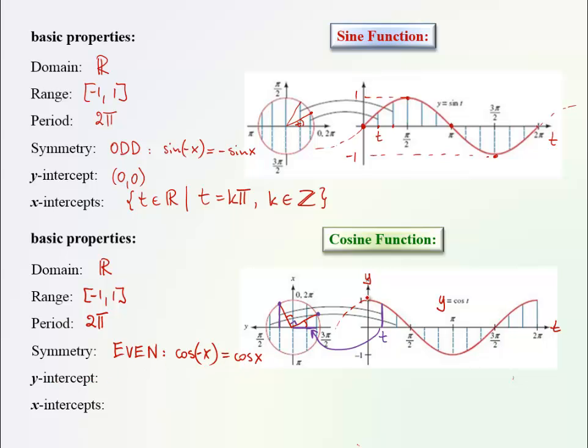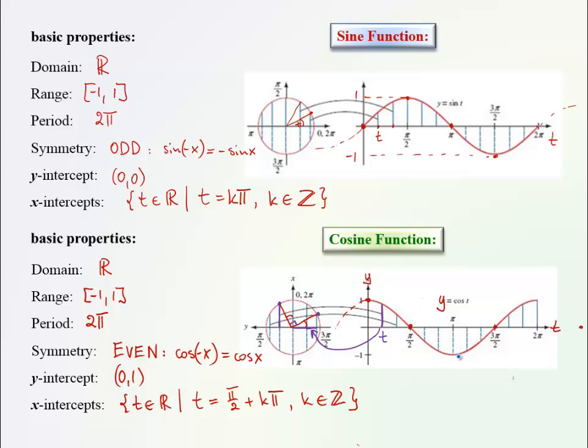Now y-intercepts: there's only one y-intercept, and this is (0, 1). As a matter of x-intercepts, or rather zeros, it is pi half, and then we can add any multiple of pi. So it's all real t's such that t is of the type pi half plus k times pi, any multiple of pi, where k is an integer.